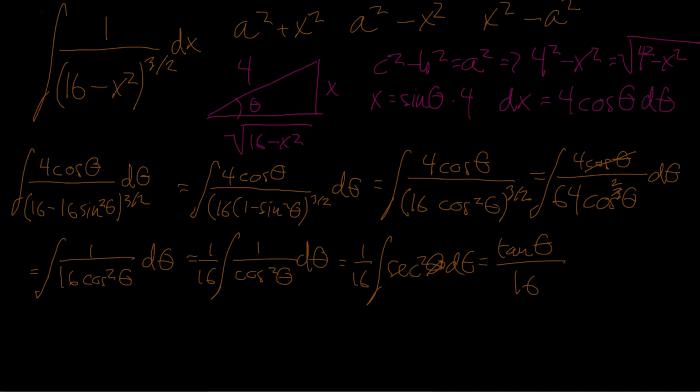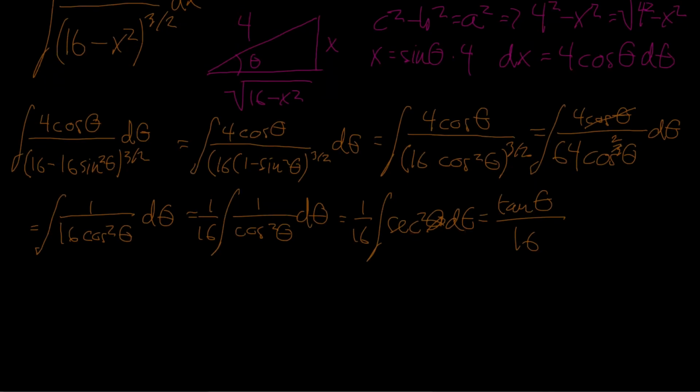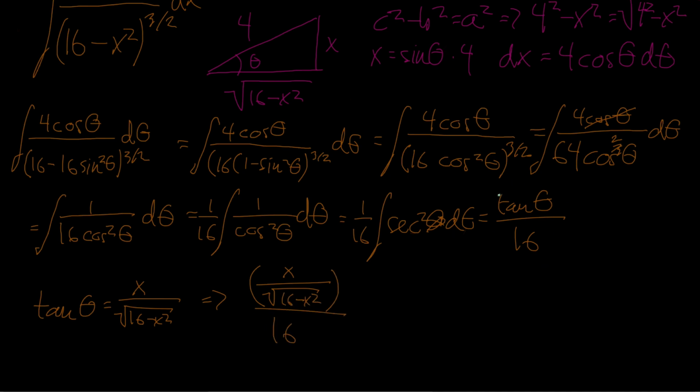over 16. And now we have to try and sub back in, in terms of x. So we go back up to our triangle up here, and we see that the tangent of theta over 16 is our final integral. But in order to sub back in for x, we have to rewrite this tangent theta in terms of the opposite over the adjacent. So this expression can be rewritten as, all I did was I took my final integral in terms of theta and I rewrote it in terms of x.